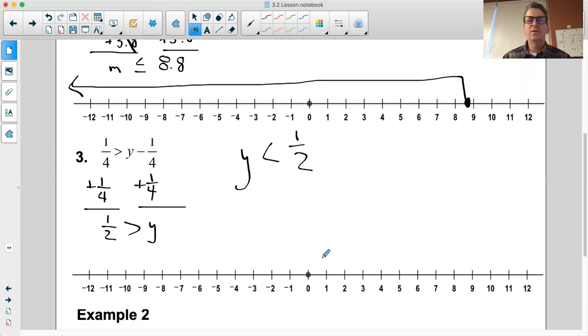Again, what you're going to do is find out where 1/2 is, and put a circle there, okay? A circle at 1/2. We're going to graph everything y less than 1/2. So again, what we're trying to do is solve the inequality by using our inverse operations, adding and subtracting.